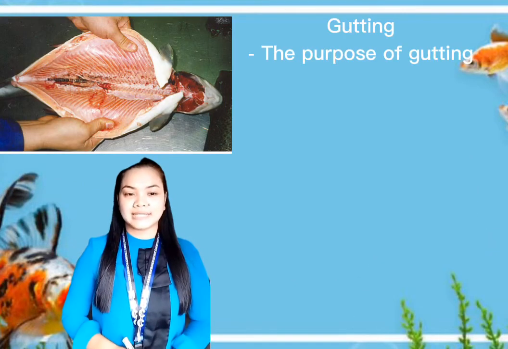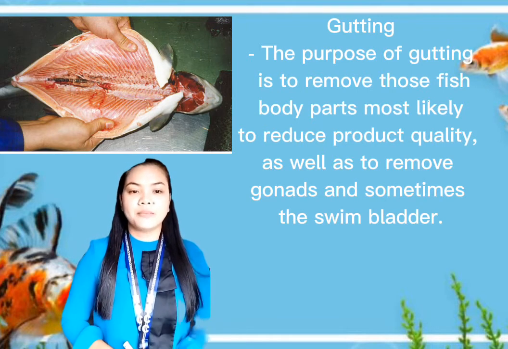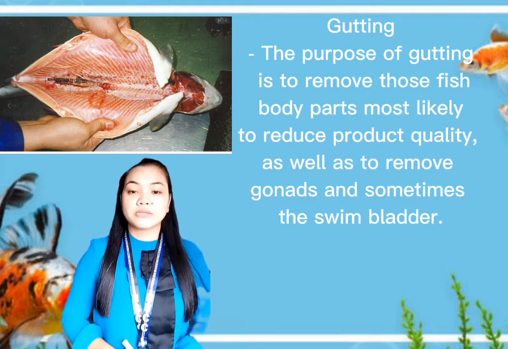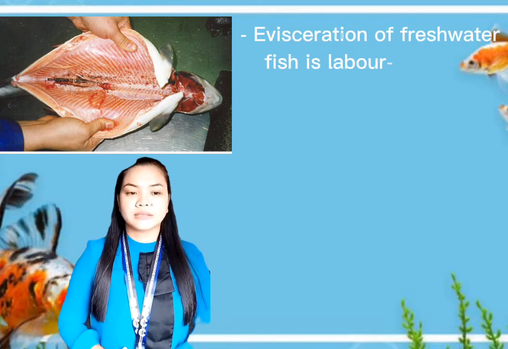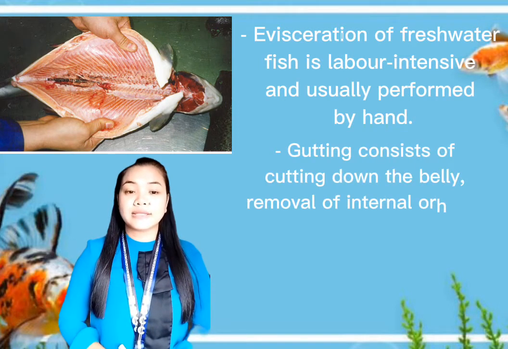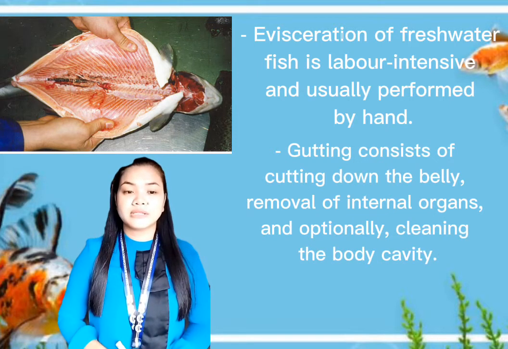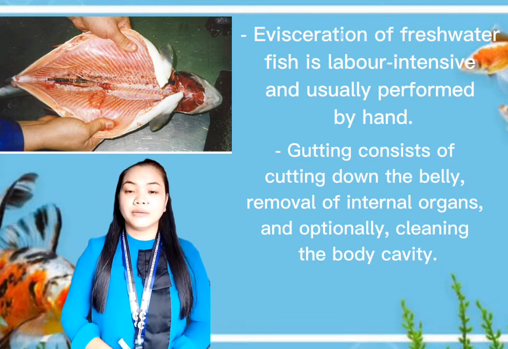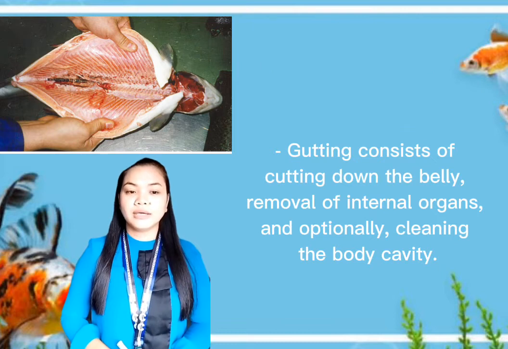Next will be the gutting. The purpose of gutting is to remove those fish body parts most likely to reduce product quality, as well as to remove gonads and sometimes the swim bladder. Evisceration of freshwater fish is labor intensive and usually performed by hand. Gutting consists of cutting down the belly, removal of internal organs, and optionally cleaning the body cavity.